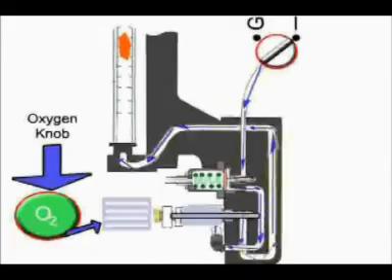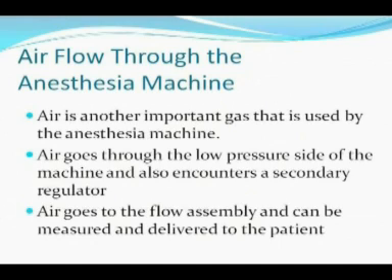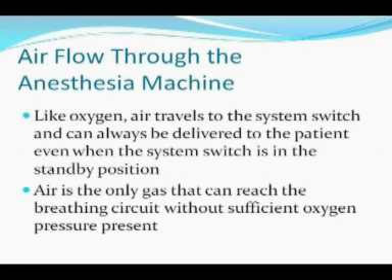Airflow through the anesthesia machine. Another important gas used by the anesthesia machine is air. Air goes through the low-pressure side of the machine and also encounters a secondary regulator. Air also goes to the flow assembly and can be measured and delivered to the patient, and like oxygen, air travels to the system switch and can always be delivered to the patient even when the system switch is in the standby position. Air is the only gas that can reach the breathing circuit without sufficient oxygen pressure present.